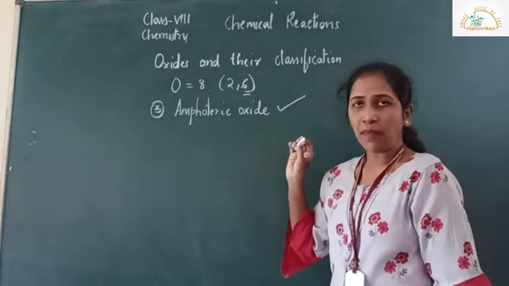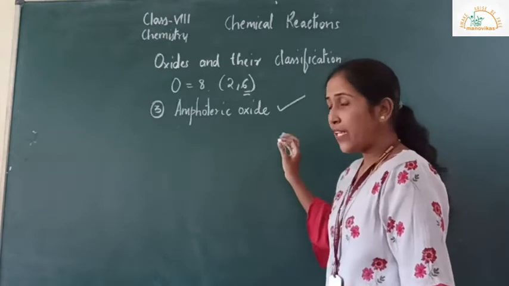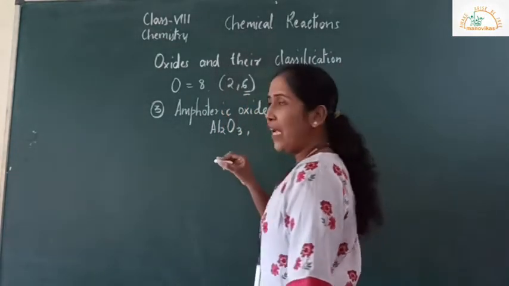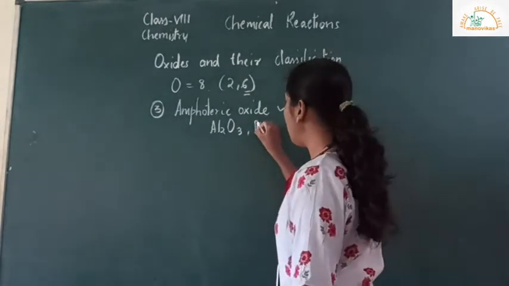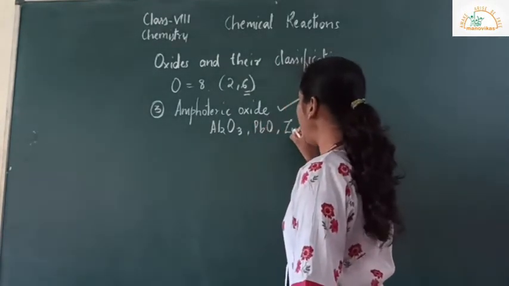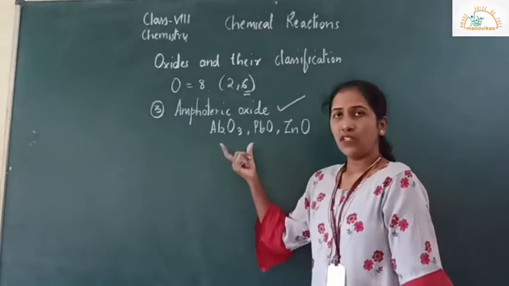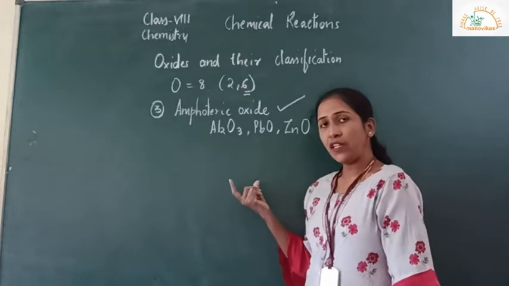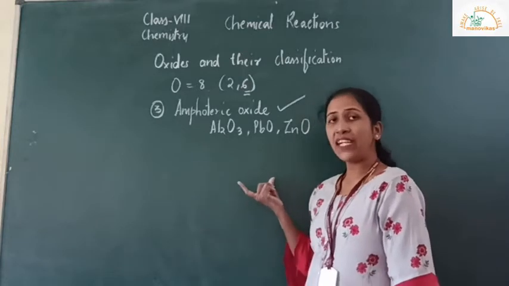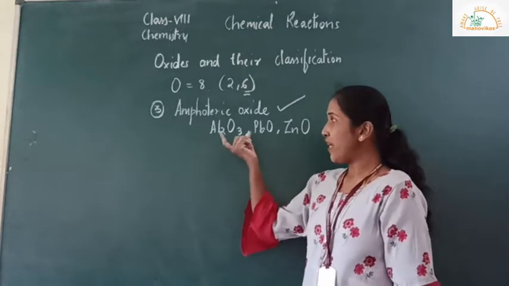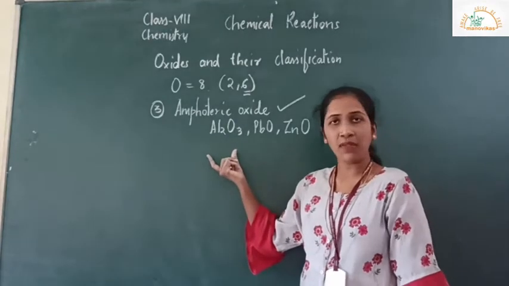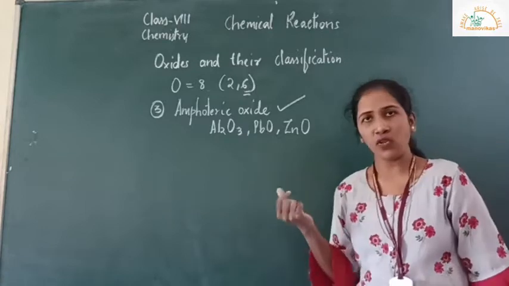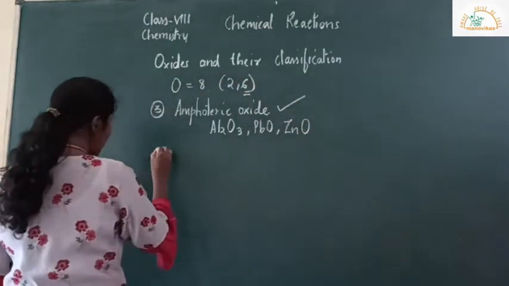So here there are some metals which show the amphoteric nature. So here we have aluminium oxide, lead oxide and zinc oxide. So this oxide, when it is treated with acid, it undergoes the neutralization reaction wherein we get salt and water. Same way, these oxides, when treated with base, again undergo the neutralization reaction wherein we get salt and water. So let's take the first example.